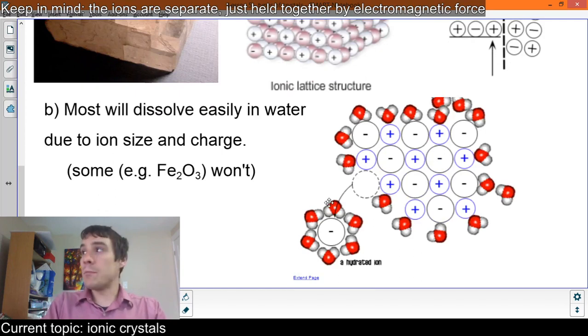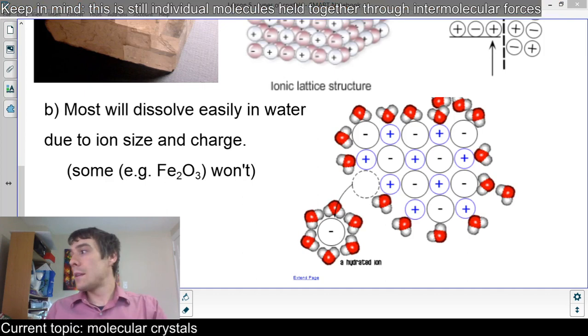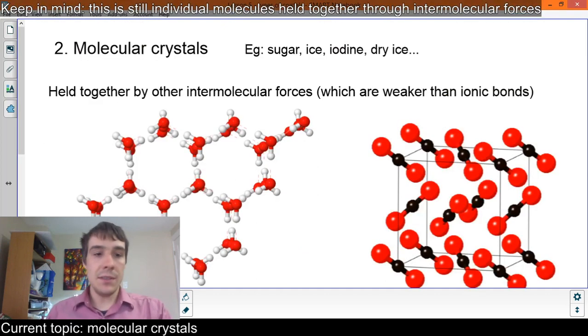Next, we're going to talk about molecular crystals. So I'm going to pause. Molecular crystals are, as you can imagine, molecular, so they're not ionic. Some examples of these are sugar, ice, iodine, dry ice.